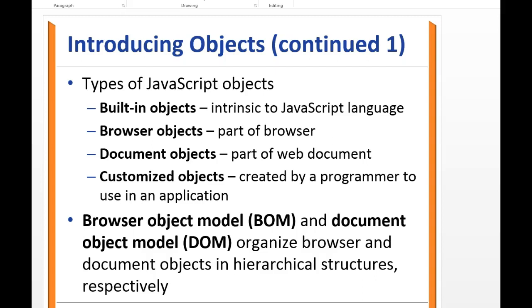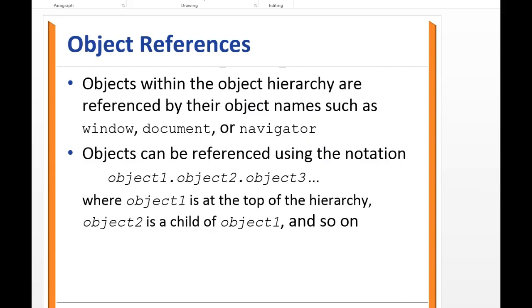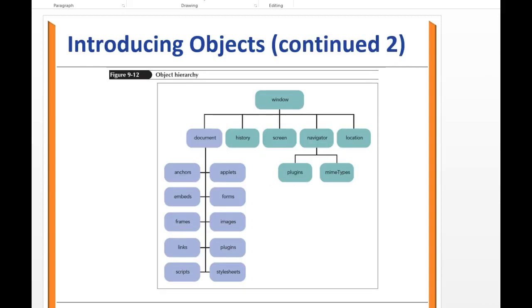Browser objects and document objects are basically organized in a hierarchical structure called the Browser Object Model, or BOM, and the Document Object Model, called DOM. You can see it in here. So this is the object hierarchy that we will have.